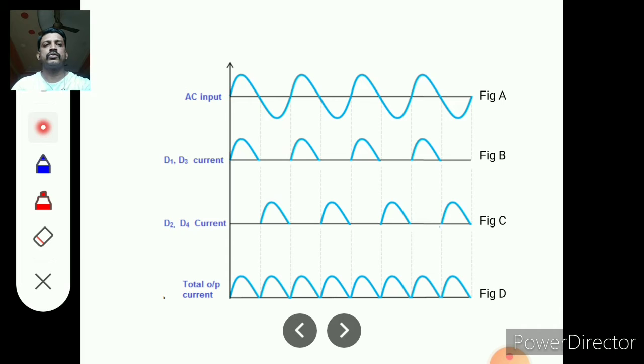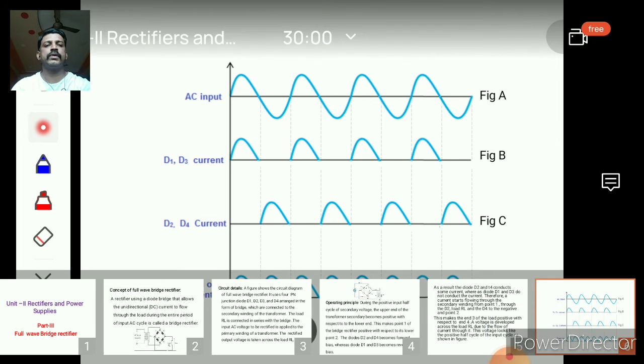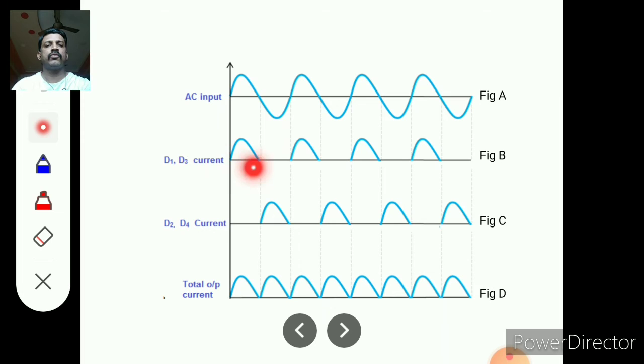So here is the AC input. Diodes D1 and D3 are like this, and diodes D2 and D4 are like this. Diodes D2 and D4 conduct, while D1 and D3 do not conduct. Therefore, out of this pair you get one half cycle, and out of the other pair you get the next half cycle, and so the total output voltage is full wave, and it is unidirectional, in one direction.